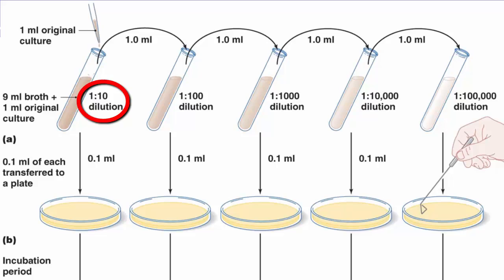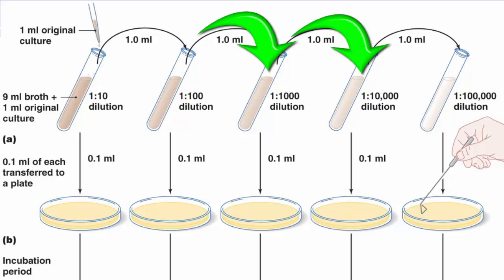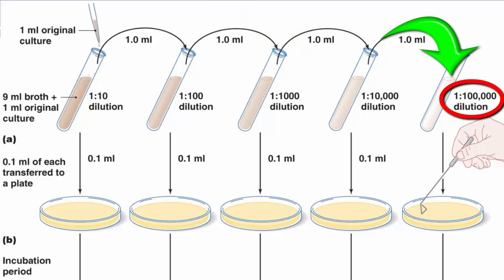This is a 1 to 10 dilution. We then take a milliliter of that dilution, put it in another 9 milliliters of broth, and we have a 1 to 10 of the 1 to 10 dilution. That means we have a 1 to 100 dilution. And we continue to do this up to usually about 1 to 100,000 times dilution.